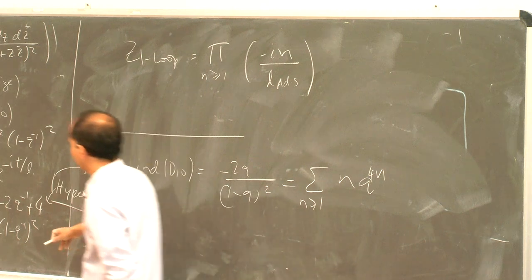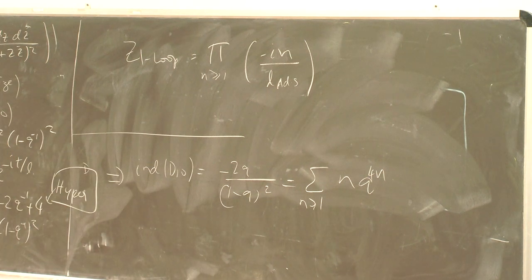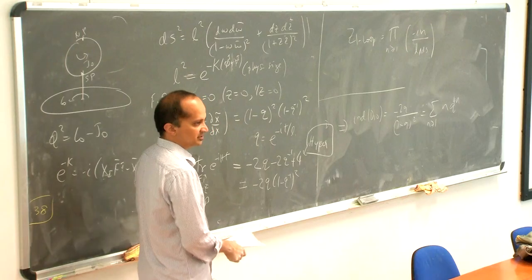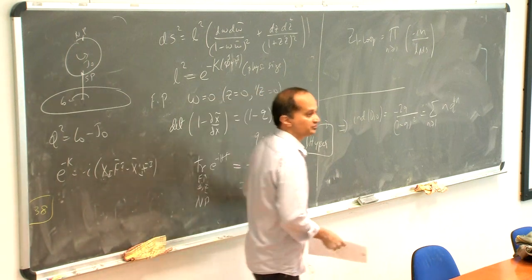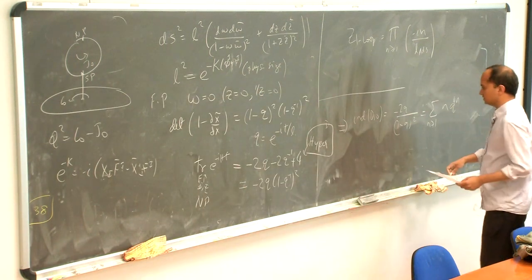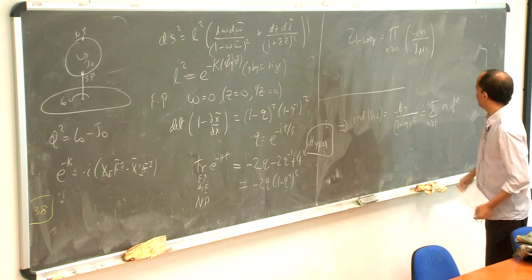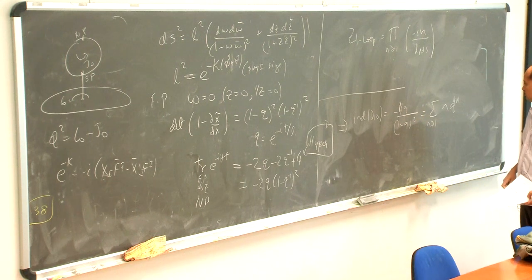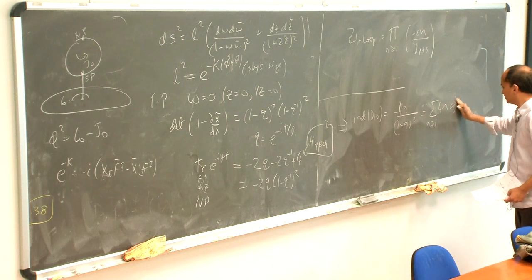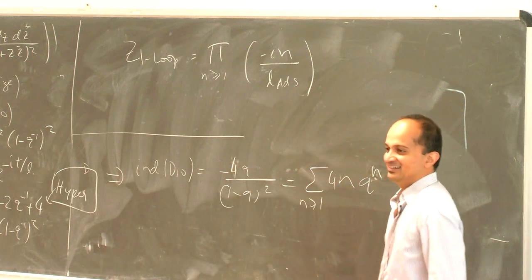So this is at the North Pole. And there's a similar computation at the South Pole. So you get 2 plus 2, which is 4. And you put this, OK, 4n. Sorry. Okay. All right.